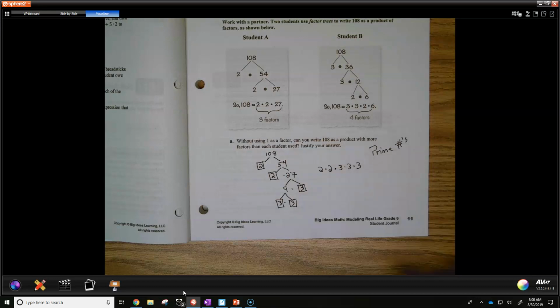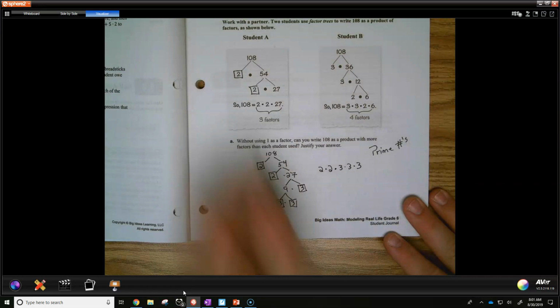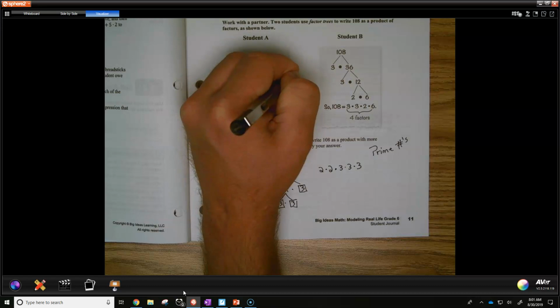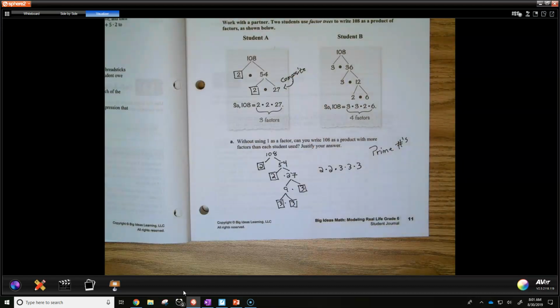If we looked up here, 2 was prime. Was 27 prime? No, 27 is a composite number. Even if I label this so I know it, this was a composite number. Composite numbers have factors besides 1 and itself. A prime number, the only factors are the number 1 and the number itself. A composite has other factors. That is what we are going to work on today.